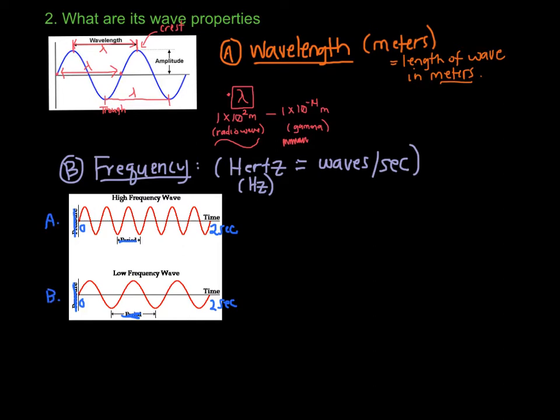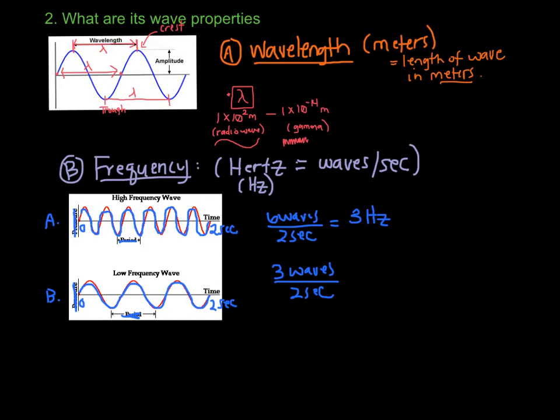Wave A is happening, let's see, you've got a total of 1, 2, 3, 4, 5, 6 waves happening in 2 seconds, which gives that a frequency of 3 hertz. Whereas wave B has 1, 2, 3 waves happening in the same amount of time, 2 seconds, which gives it a frequency of 1.5 hertz, which is half of the frequency of the other, right?